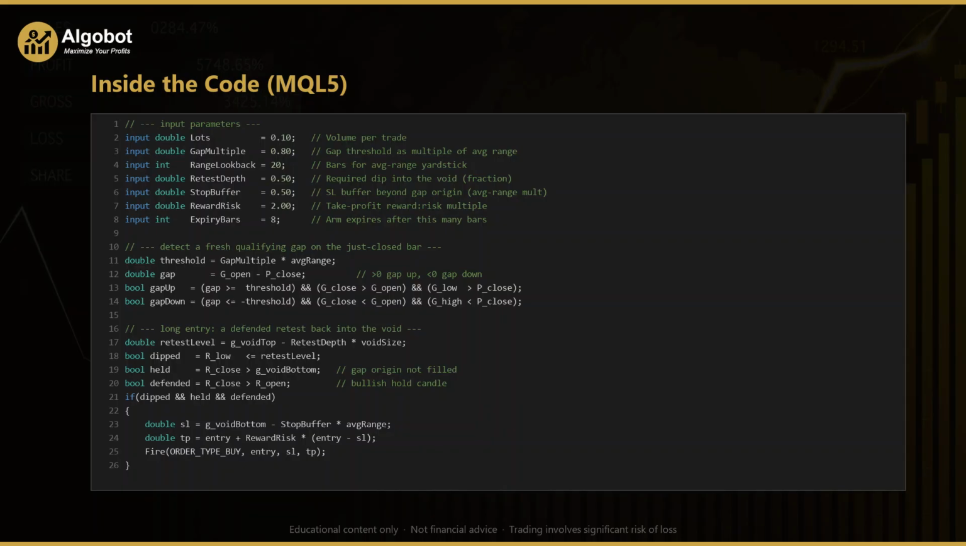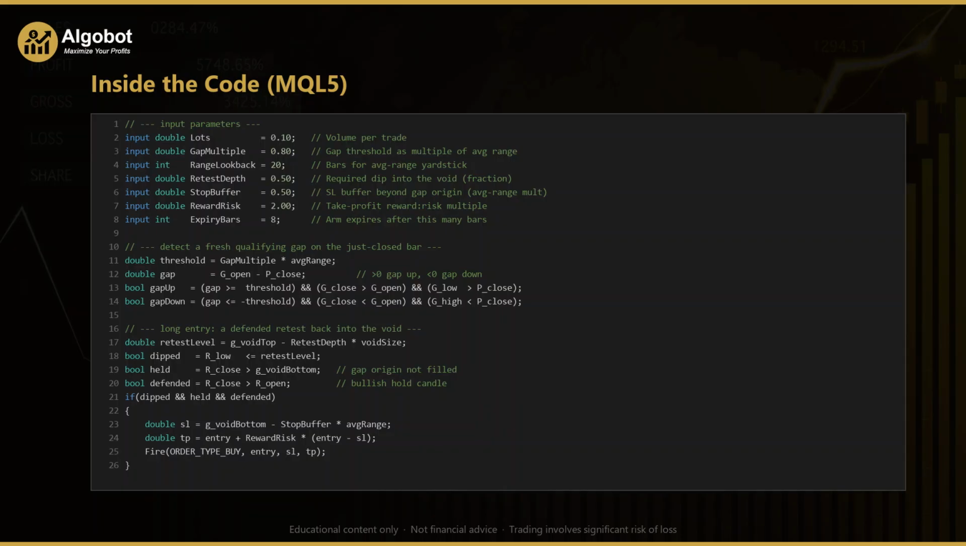The code reads 4 values from the just closed bar and the prior close. It computes a threshold by multiplying GapMultiple by the average range, then measures the gap. For a gap up, the gap must clear the threshold, the bar must close above its open, and its low must stay above the prior close. Those 3 checks together confirm a genuine, unfilled gap.